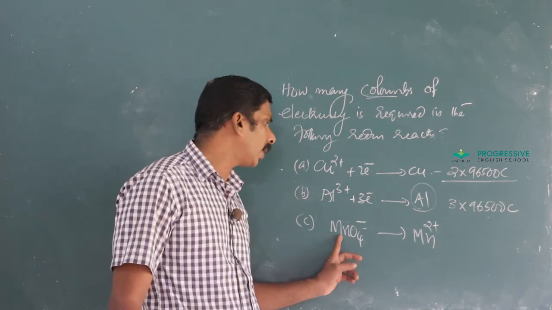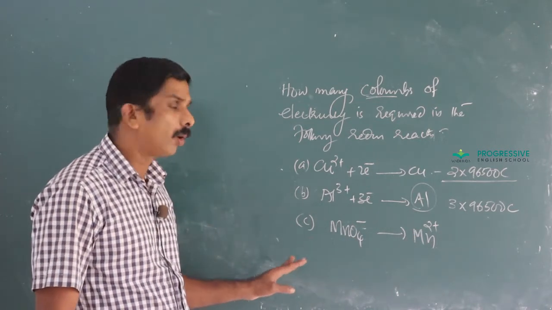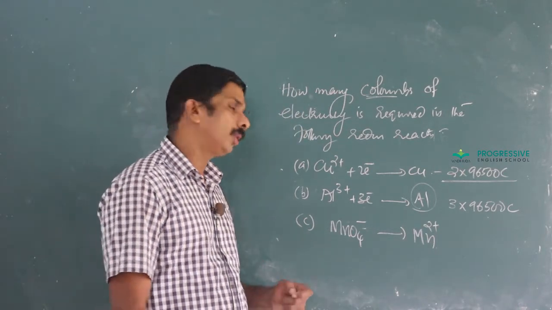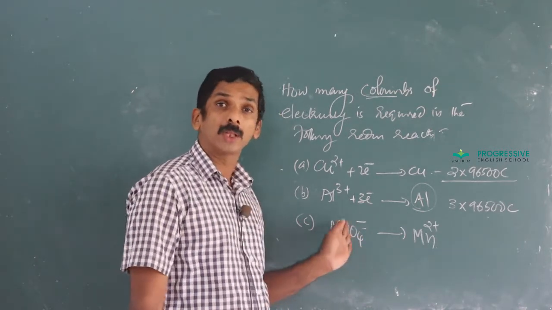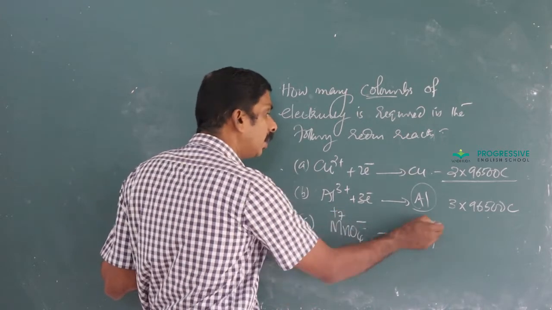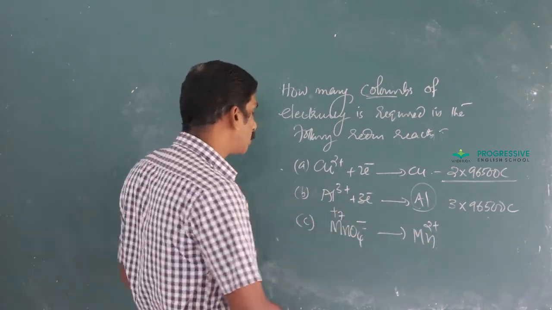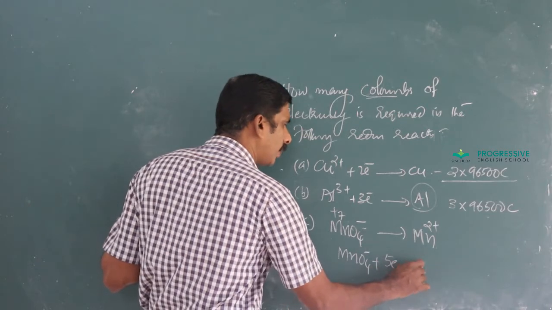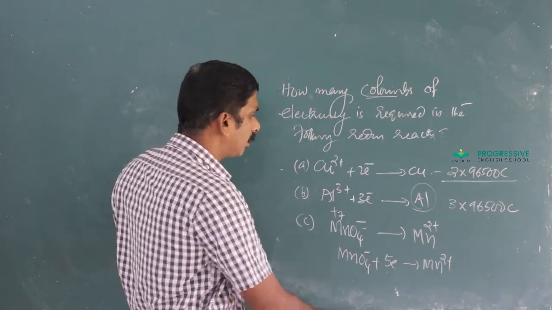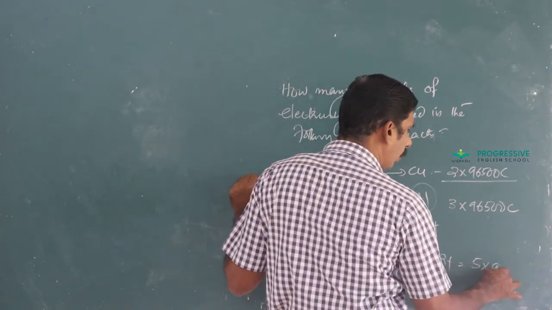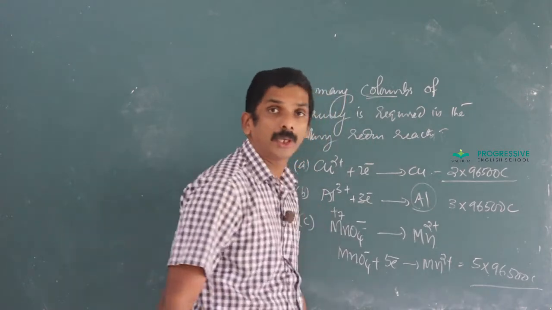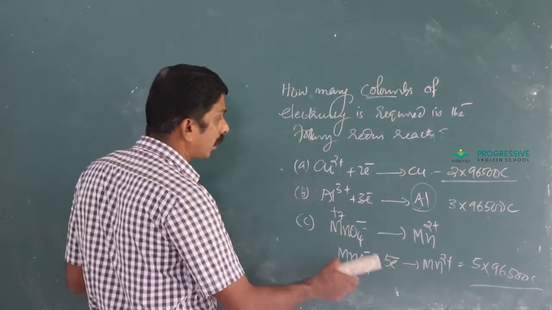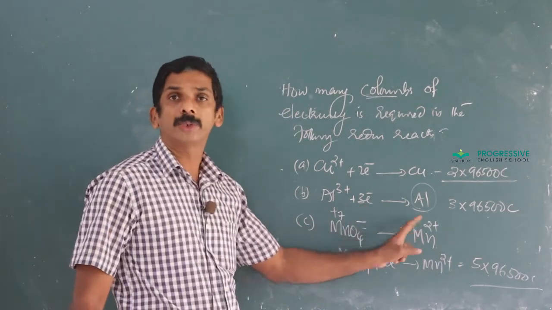1 mole of MnO4- to Mn2+. Here you find out the oxidation state of manganese in both the reactant and the product side. Here it is +7, here it is +2. +7 to +2, that is MnO4- plus 5 electrons gives Mn2+. Therefore 5 electrons are involved. 5 into 96,500 coulombs of electricity is required for this reduction, that is, permanganate ion reduces to manganese ion.